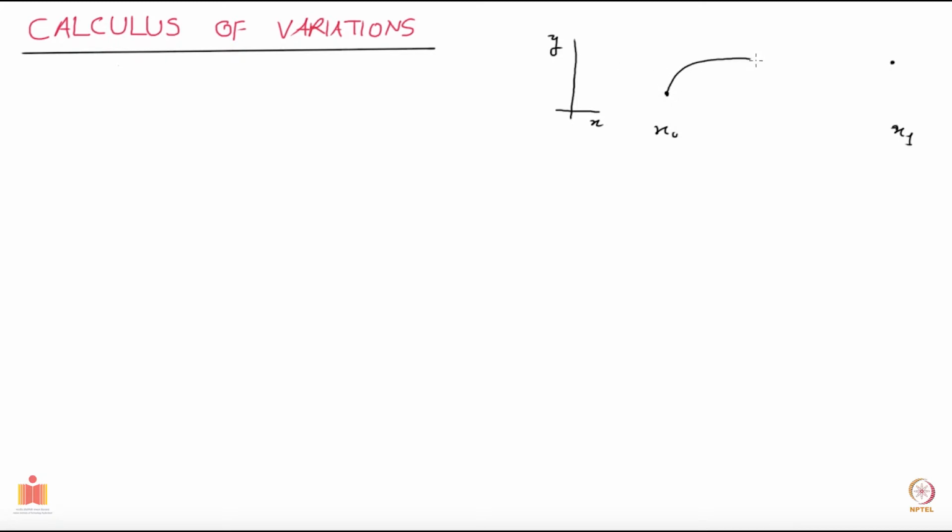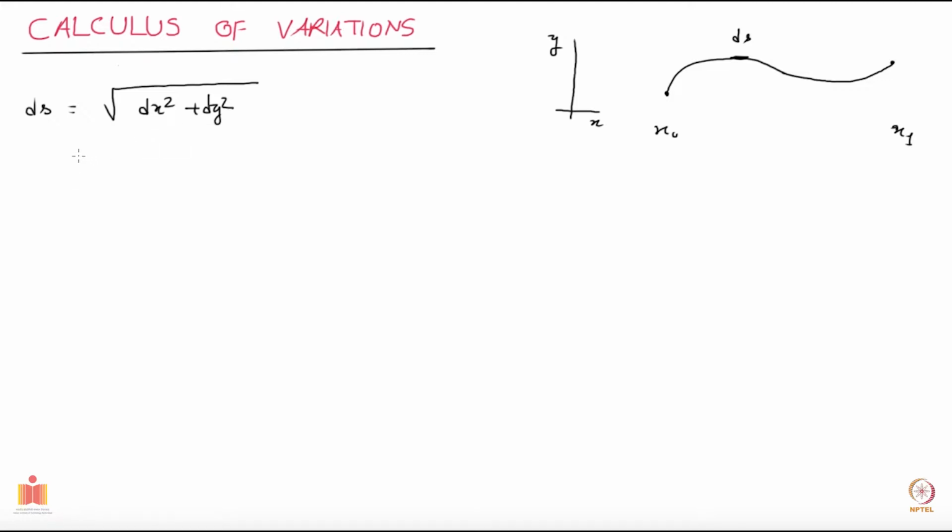Let's say you are given a curve like this. Some curve is specified, and we ask what's the length of this curve. So how am I going to find the length of the curve? I'll add up small pieces of it. Let's say this has a length ds, where ds square is given by dx square plus dy square. So ds becomes square root of dx square plus dy square.